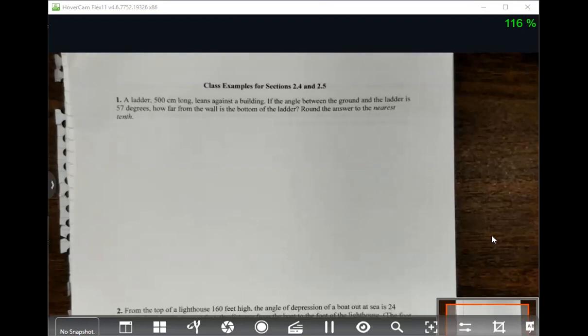A ladder measured in centimeters. Who made this handout? Me? A ladder 18 inches long.